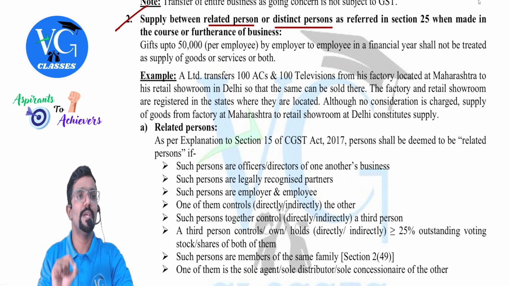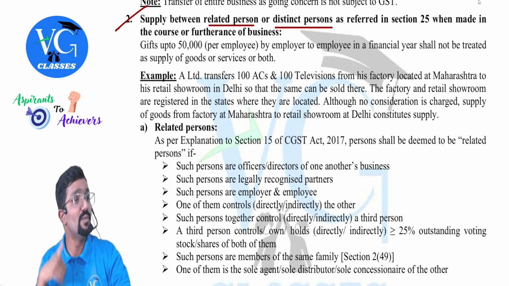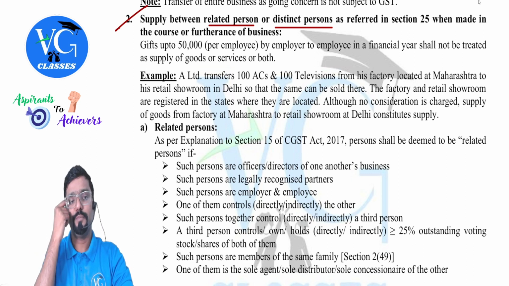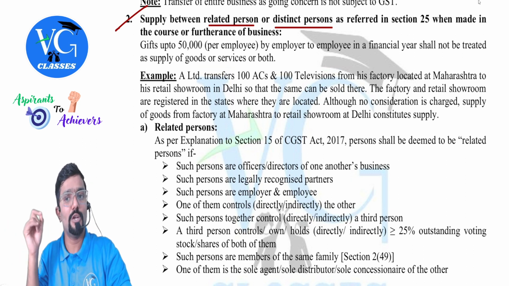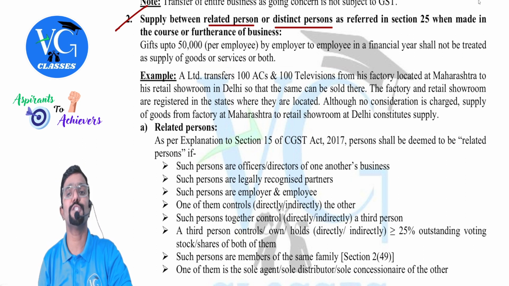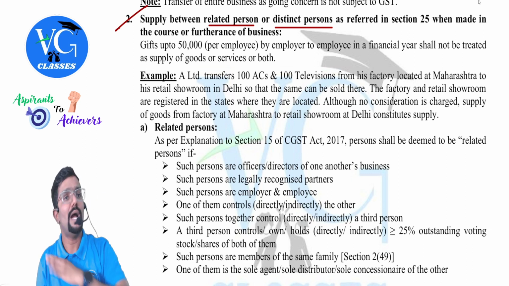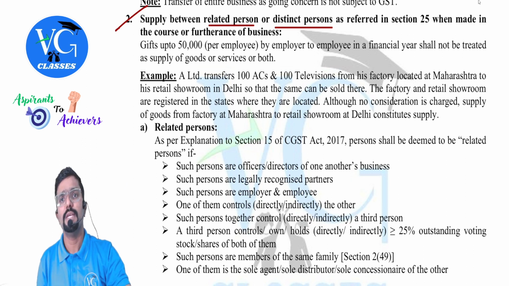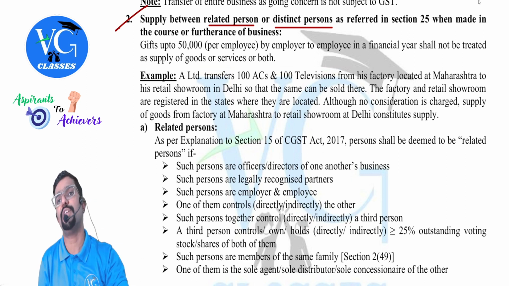Yes. But they told if the value of the gift is up to 50,000, no GST. But if it is more than 50,000, on the entire amount GST is applicable. Gifts up to 50,000 per employee by employer to employee in a financial year shall not be treated as supply of goods or services or both. And the limit of 50,000 is per employee. Assume I am the employer. I have 100 employees. For each of them, I gifted 10,000 worth of gift. Is GST applicable on it? No, because they didn't tell aggregate. They told per employee 50,000.